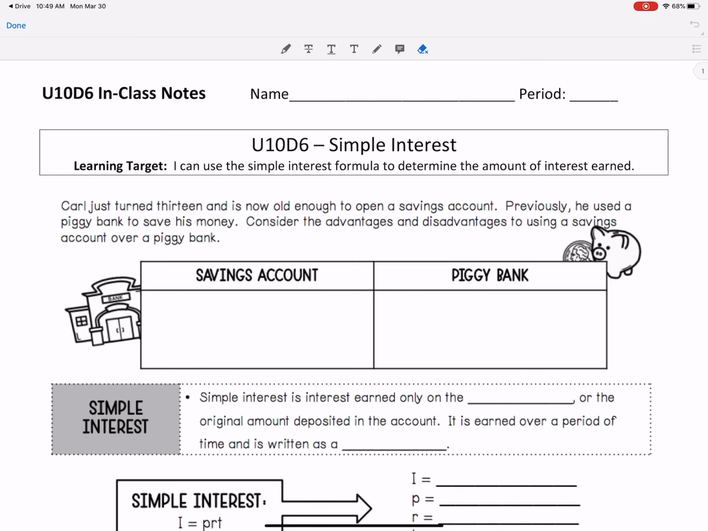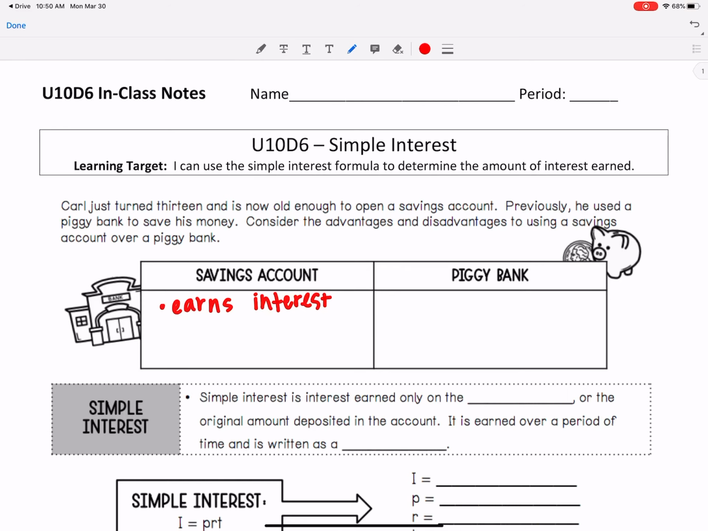Let's go ahead and fill in this first box. Carl just turned 13 and is now old enough to open a savings account. Previously, he used a piggy bank to save his money. Consider the advantages and disadvantages to using a savings account over a piggy bank. Well, the first one is that if you use a savings account, you get to earn interest. So a savings account earns you interest. That just means it earns you extra money that grows over time.